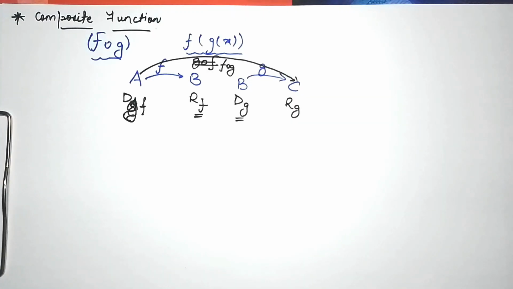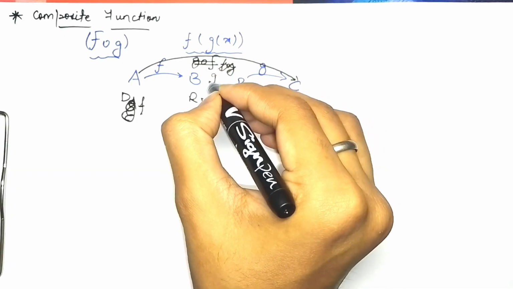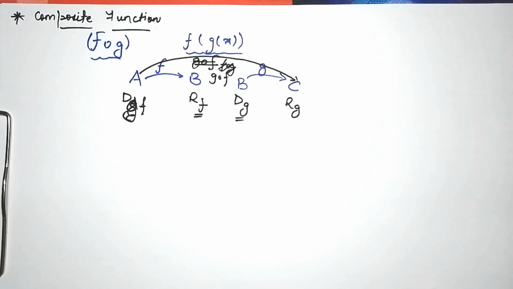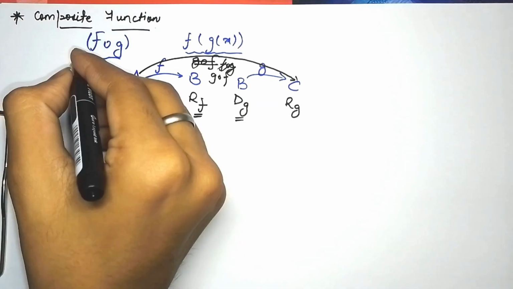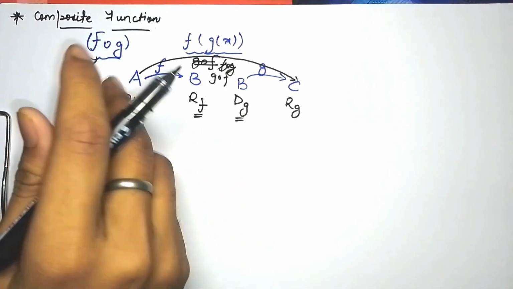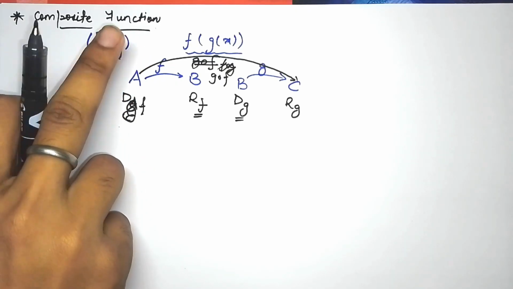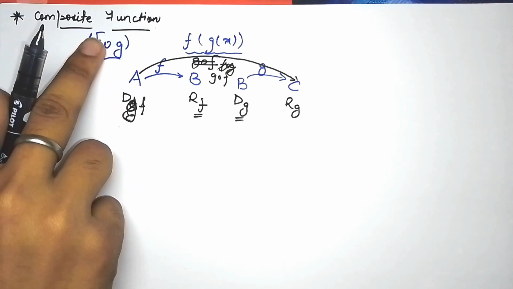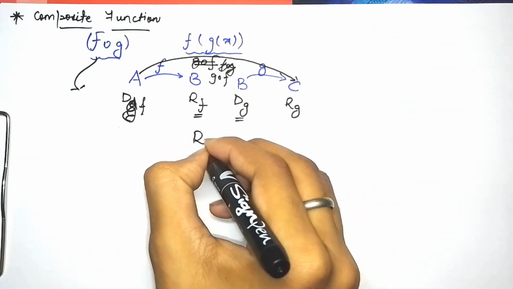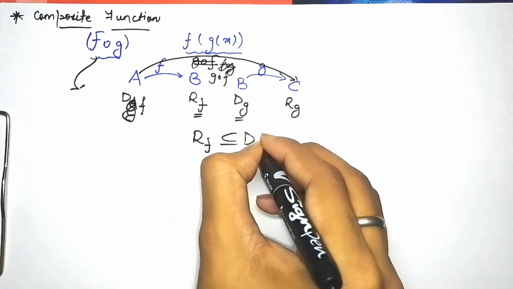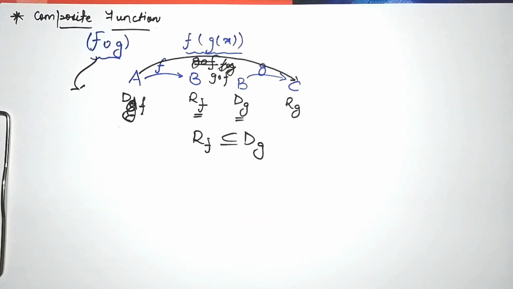Once again, the range of function f must be a subset of the domain of function g. And by the way, I'm sorry, this is not f of g but rather g of f. So now if you are asked for f of g, in a similar way, the range of g must be a subset of the domain of f. Here I write: range of f must be a subset of domain of g. I hope it's clear. Now this is what composite functions are about.